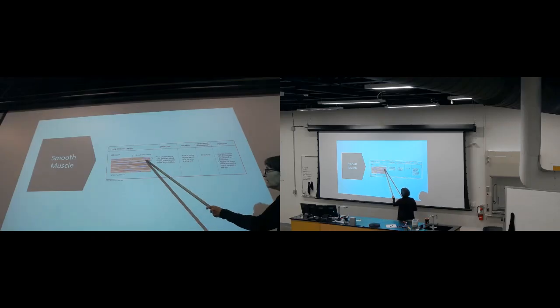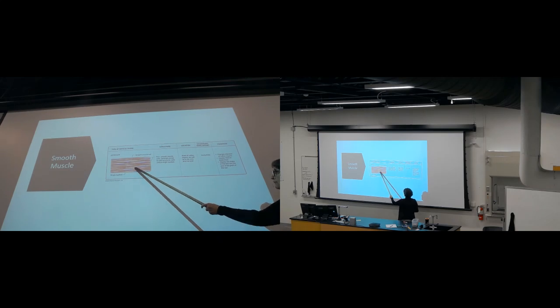Thick in the middle, tapered on the ends like a spindle, without striations, with only one nucleus, and short fibers will be smooth muscle cells.